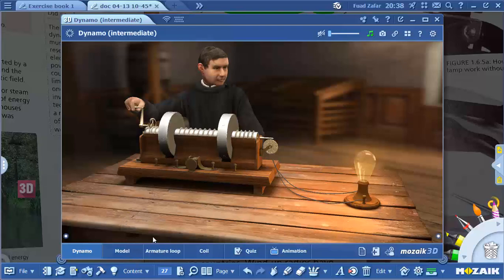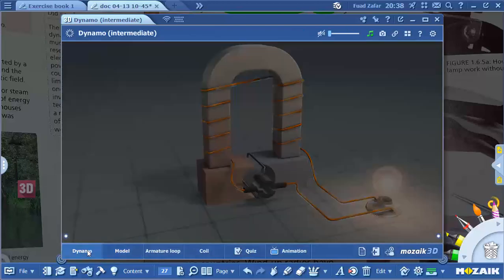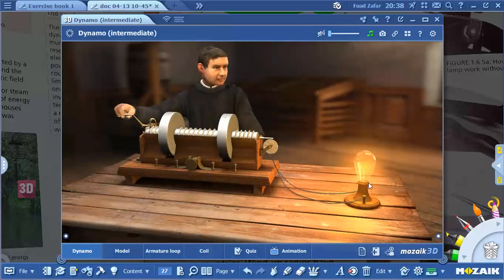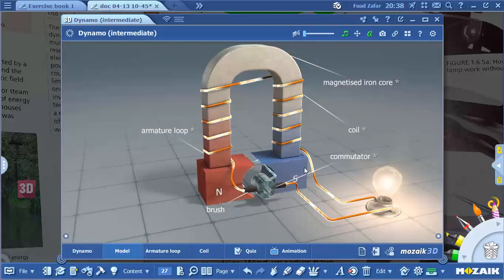As you can see here, students, this is a model of a dynamo. You can see that it's turning. A man is turning this round and there is electricity. That means a bulb is lighting up. Now I will show you a model of how it actually looks. As I said, copper wire around the magnet generates the electricity. This is how it works.